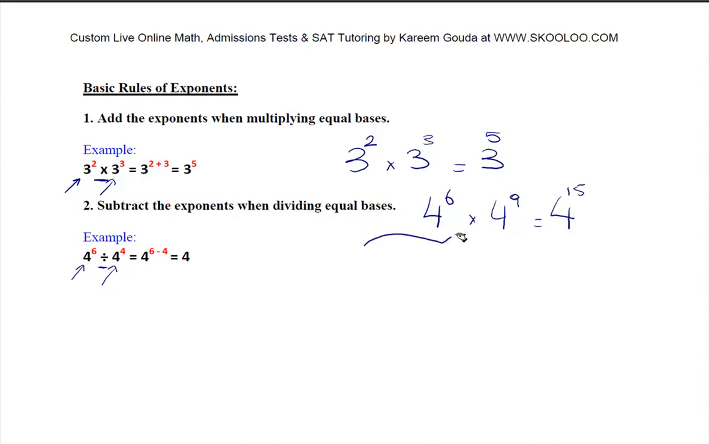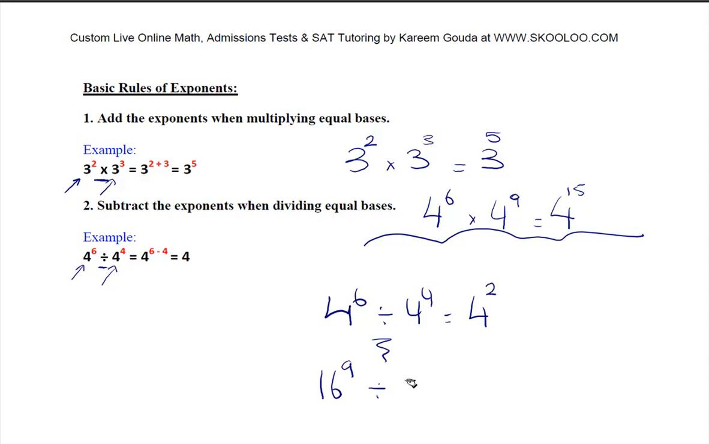What about division? 4 to the power of 6 divided by 4 to the power of 4. When there's division, we subtract the powers. So it's 4 to the power of 6 minus 4 is 2. Another example. 16 to the power of 9 divided by 16 to the power of 2 equals, same base, 16. Since it's division, we do 9 minus 2, 7. So 16 to the power of 7.